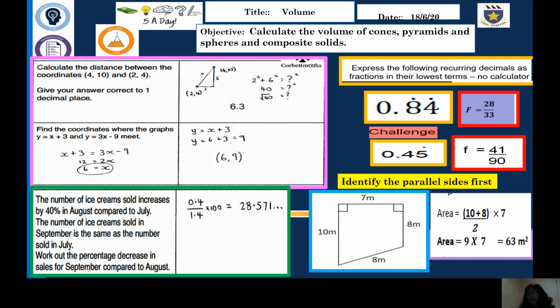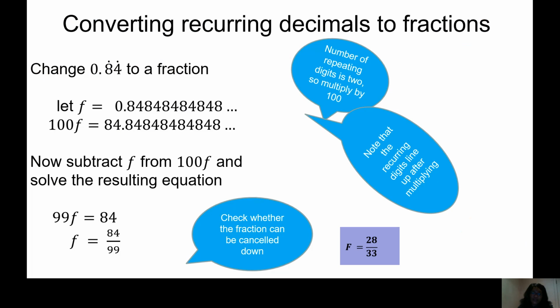The question on trapezium, you need to identify the parallel sides first. In this case, you can see it's a 10 and an 8. So you add them together, that's finding the mean, and then you multiply by the height of the trapezium, and that gives you 63. For the recurring decimals to fractions, I'm actually going to change to another screen so that you can see how I did it.